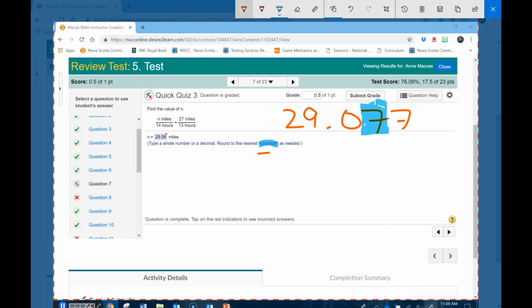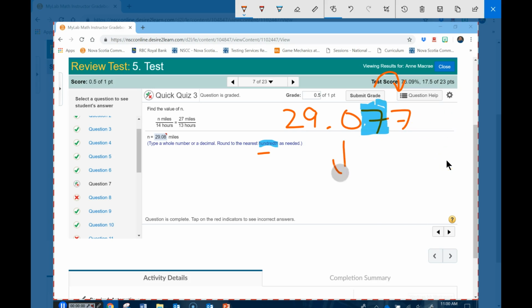Okay? Then what we have to do is look to the digit immediately to the right of it. And we have to ask ourselves a question. Is this 5 or higher, or is it less than 5? So here, 7 is clearly higher than 5. So what that means is I'm going to add 1 to the digit in question, and then everything else to the right will go to 0.